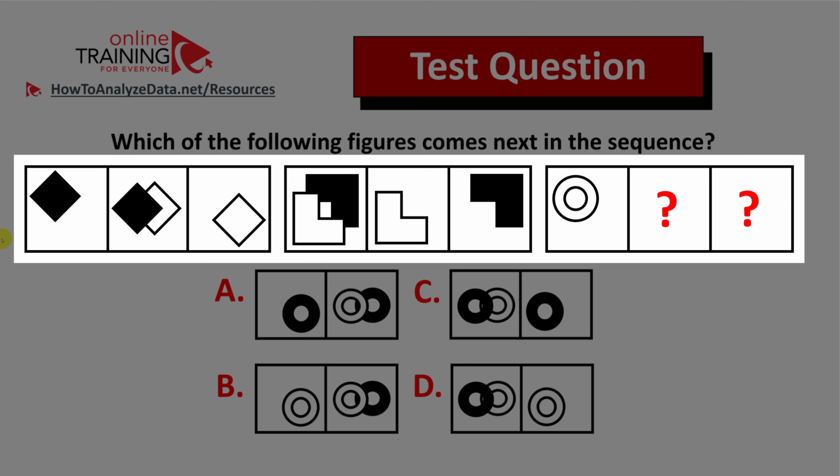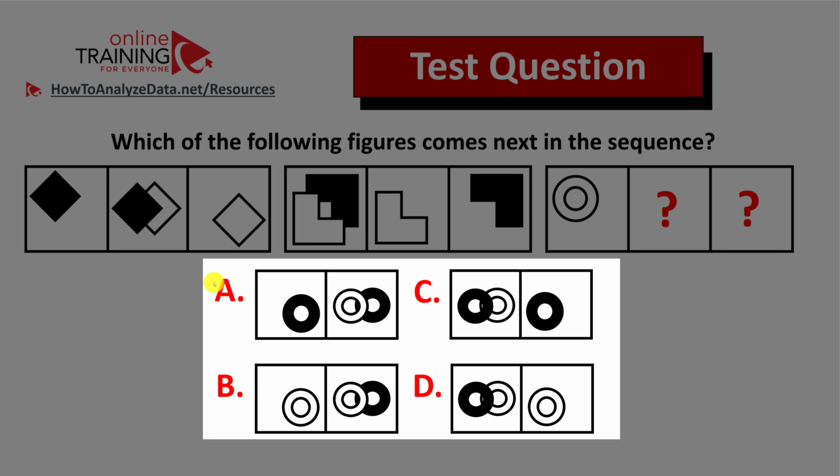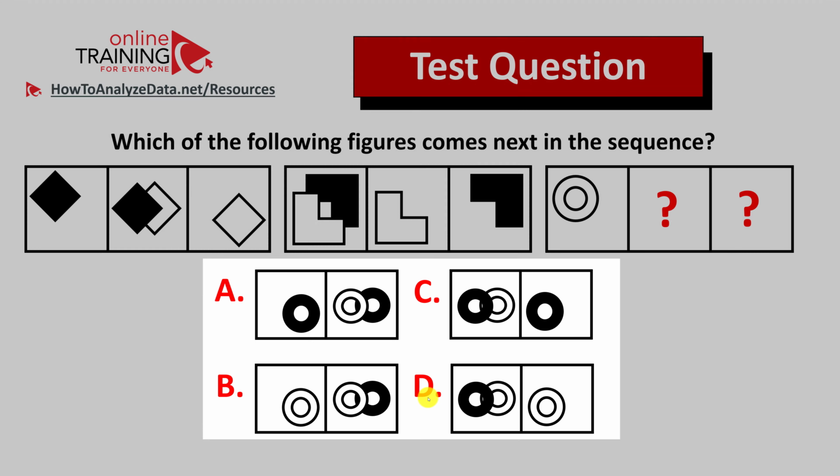You are presented with the line of figures, groups of 3 squares, grouped in sections 1, 2, and 3. In section 3, 2 squares are missing, and you would need to determine them out of the 4 presented choices, A, B, C, and D. Do you see the answer? Maybe give yourself 10 to 15 seconds to see if you can come up with the answer on your own.